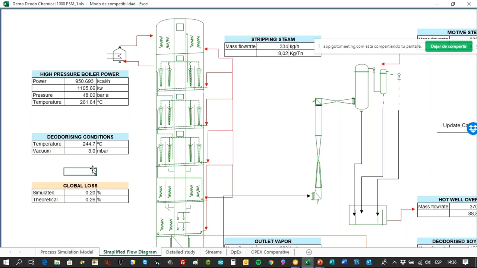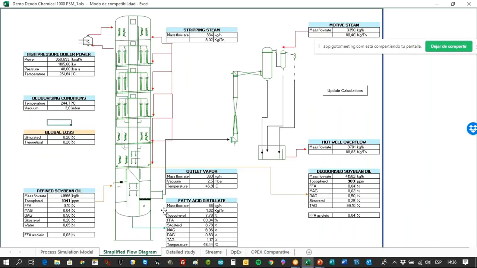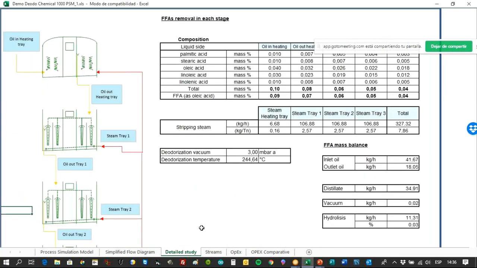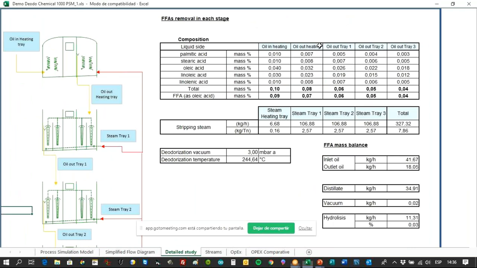Here we have a much more detailed study that allows us to understand what is occurring inside the deodorizer and in each of the deodorization trays. Okay, so for instance, we can check how is the FFA removal at the outlet of each of the deodorization trays, and check the final free fatty acid content in the oil exiting each of the trays. Okay, going to come back to my presentation.